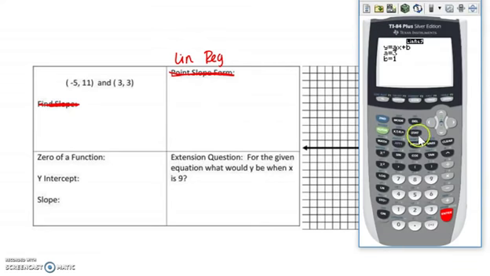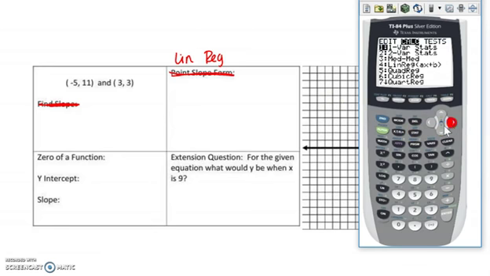So, calculator. Stat, edit, up, clear out everything that's in there. We're going to clear it all out. And it says (-5, 11). So -5 down over 11. Make sure you're not putting -5 and then 11 in the same column. And then (3, 3). So 3 down over 3. So -5 and 11 and 3 and 3.